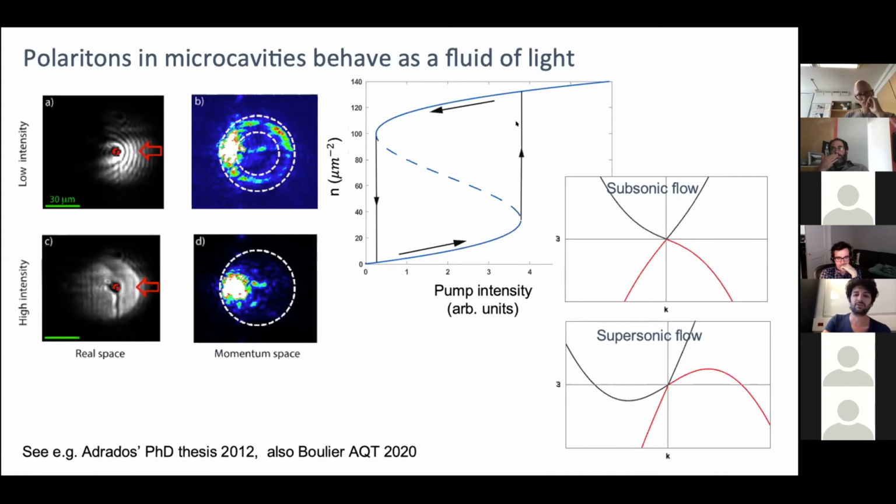But then if we increase the power and come to this point here in the bistability curve, what we see is that the fringes, the undulations, disappear. So there is no more undulation, no more partial reflection at the defect, which means that we have obtained superfluidity. And this is when the flow speed is subsonic. These experiments here are taken from a PhD thesis from the group written in 2012, but there is also some interesting explanation of this in a recent review that people in the group have written.